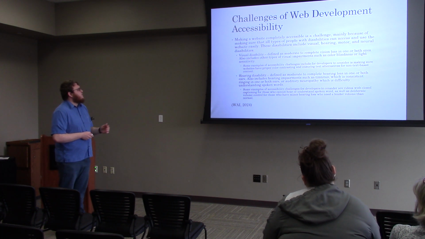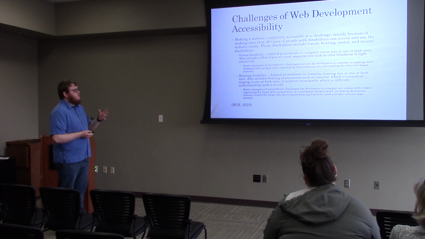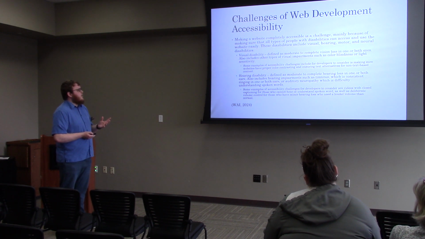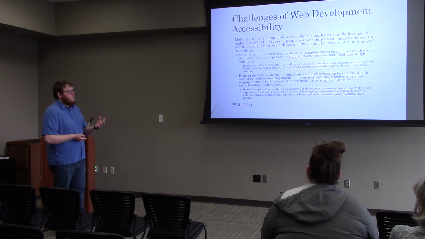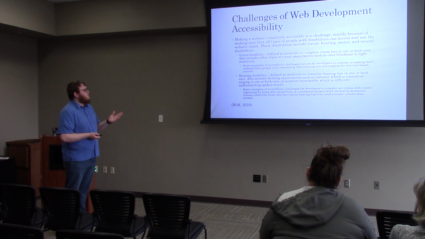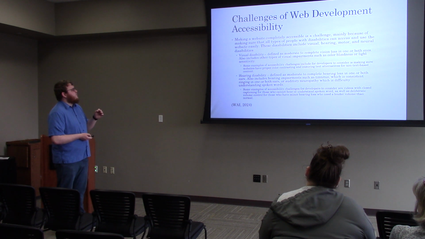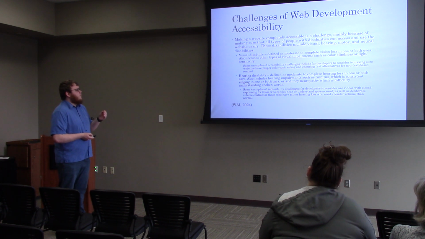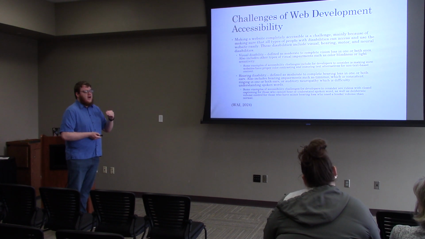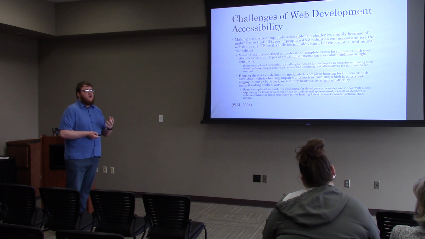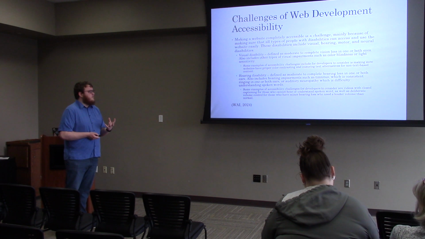So a visual disability is defined as moderate to complete vision loss in one or both eyes. This also can include other types of visual impairments such as color blindness or light sensitivity. Some examples of accessibility challenges for developers to consider are making sure websites have proper color contrasting and ensuring text alternatives for non-text-based content like an image or a video or a graph or something like that.